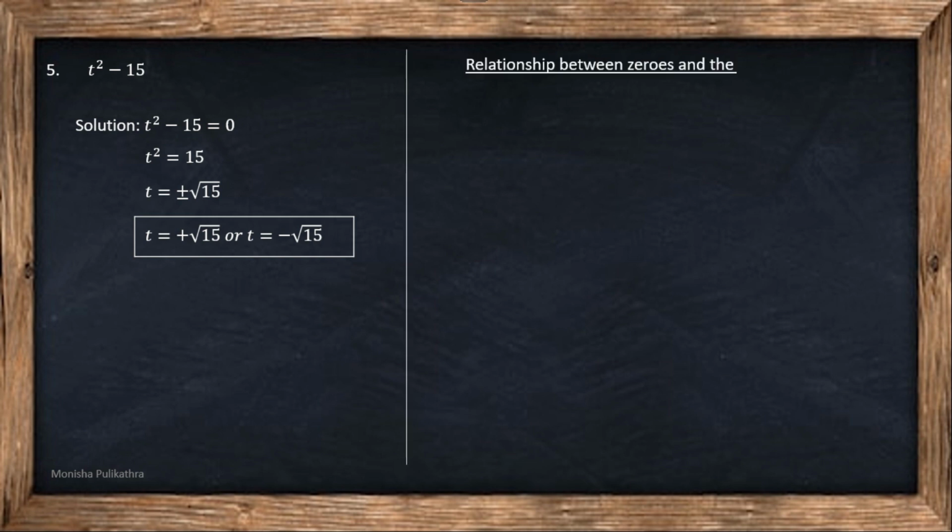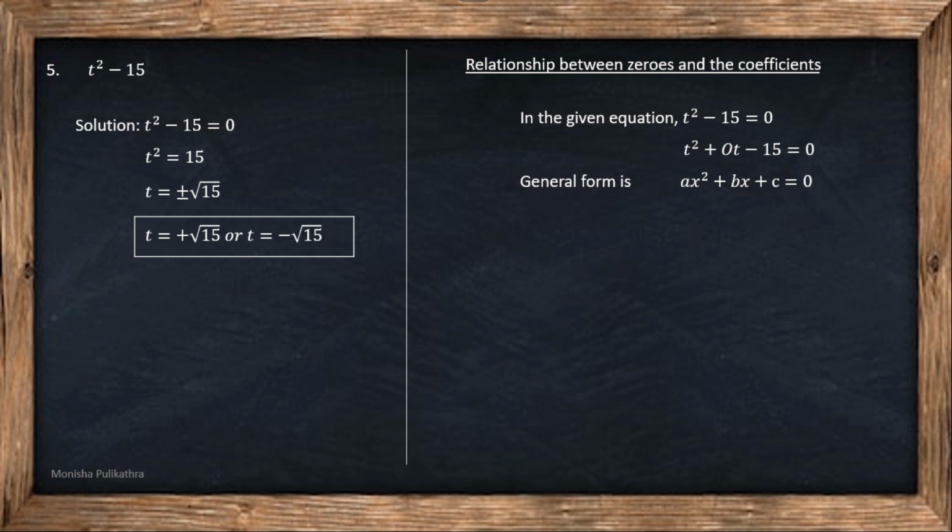Next, going to relationship between zeros and the coefficient. Here the given equation is t square minus 15. I have already told you we have to compare it with the general form of quadratic equation. If we compare it, the coefficient of the middle term is missing here. If it is missing, we need to replace it by 0 itself. Okay, so t square plus 0t minus 15 is equal to 0 as per the general formula of quadratic equation. So a will become 1, b will be 0 and c will be minus 15.